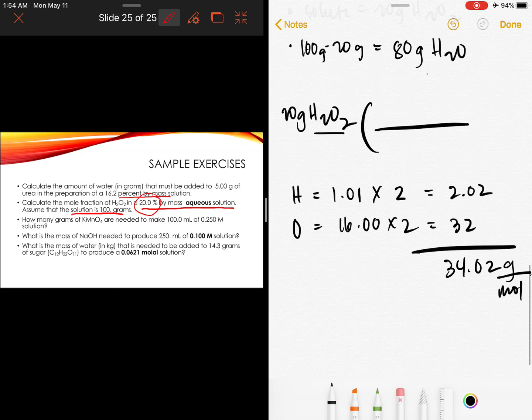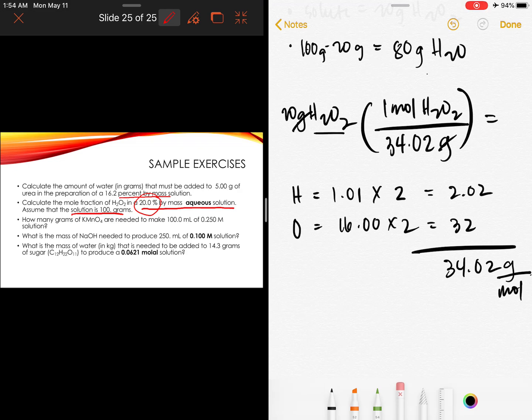Okay, grams per mole. So here you have to write the grams here. Why? For this to cancel, and then 1 mole of hydrogen peroxide. So how many moles is that? I'll write the equal sign here. So 20 divided by 34.02, that is 0.59. So 0.59 moles of hydrogen peroxide.